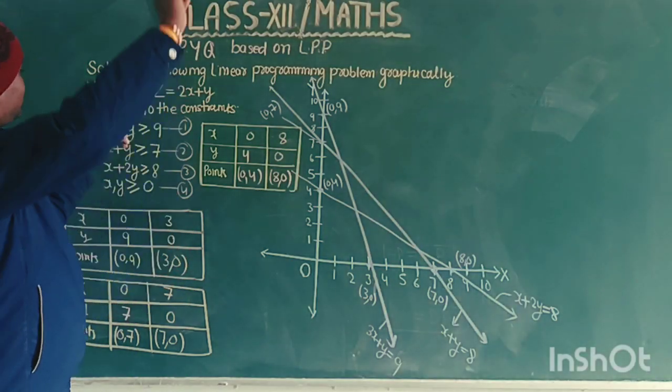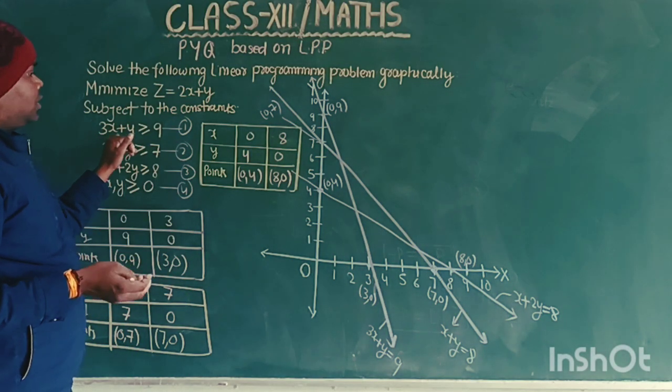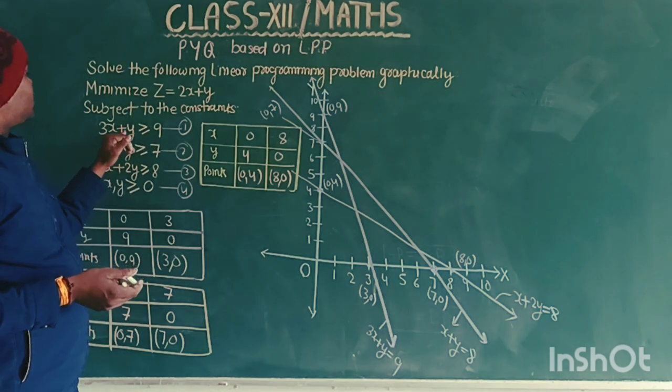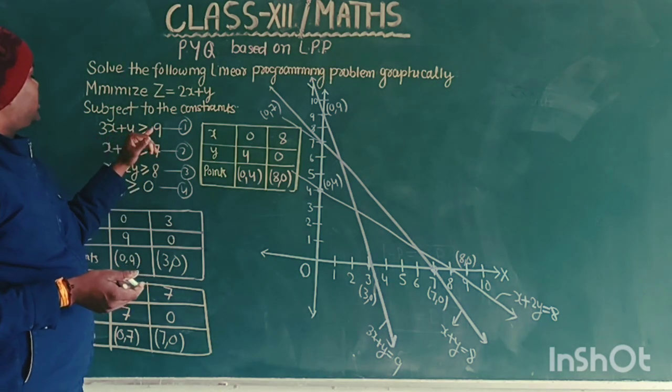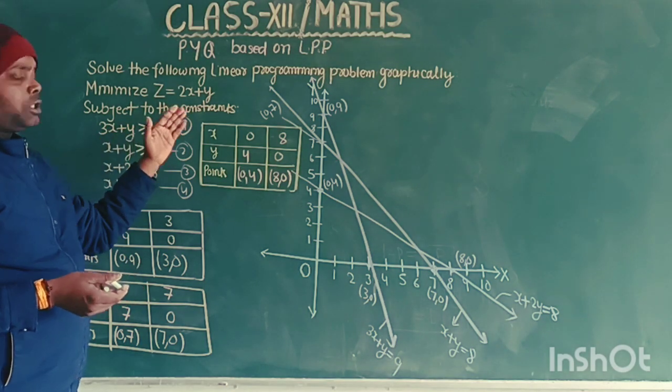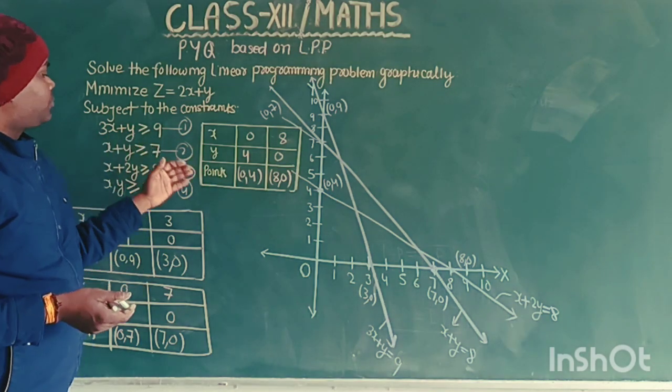Let us mark the region for equation number 1, 3x plus y greater than or equal to 9. As we know how to mark the region of a line, that is, which region is considered, let us put the origin.